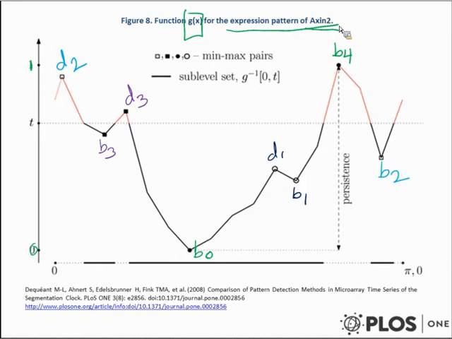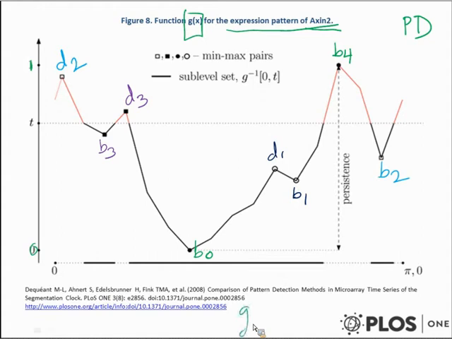Down here, the expression is pretty low. We now want to go ahead and determine our persistent diagram. So we want to go ahead and create the persistent diagram. And remember, our function G goes from S1 into the reals.